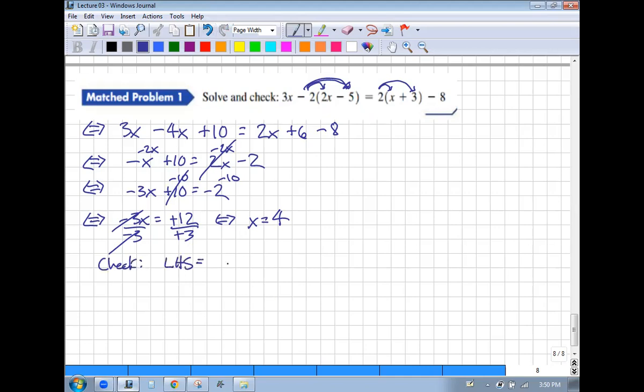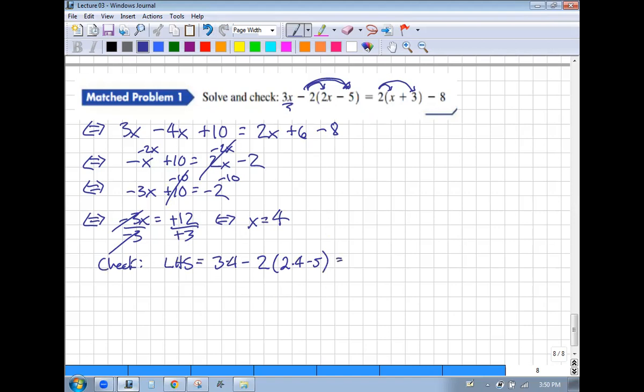Left-hand side. So we have a 3x, so we need a 3 times a 4. And then we have this 2, it's a 2 times a 4. So I'm just replacing the x. So that's the left-hand side. Let's simplify it.